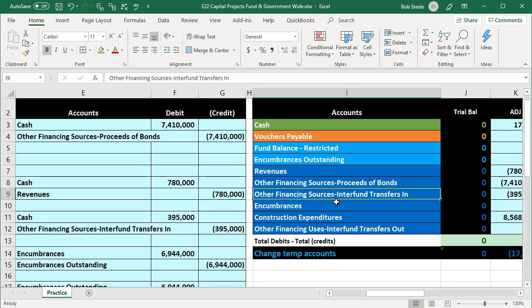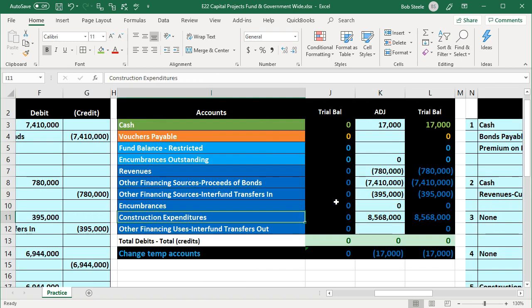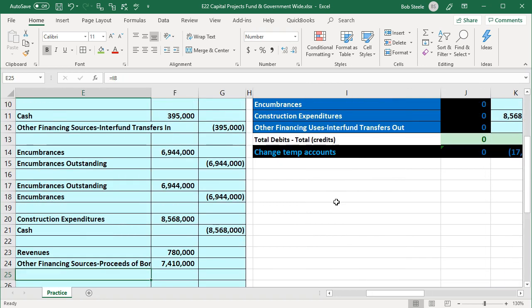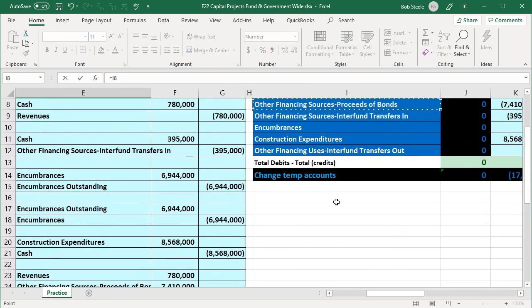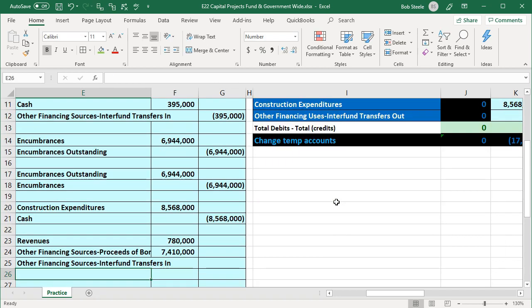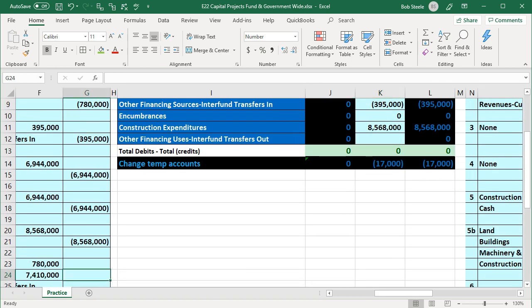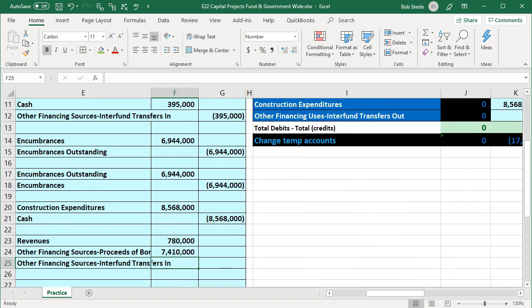And then the next item is going to be a credit to other financing source, the Interfund Transfer. That's the one that we transferred from one fund to the other. Another kind of similar to an inflow, kind of revenue type of activity, has a credit. Therefore, we need to debit it to make it go to zero. The amount in it is $395,000. So we're going to debit it for $395,000.